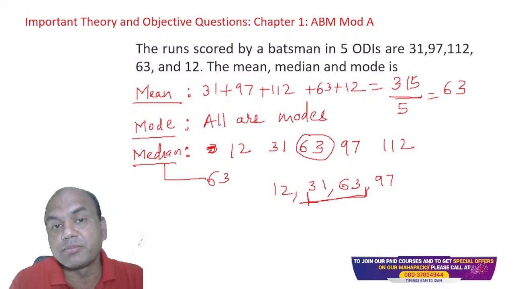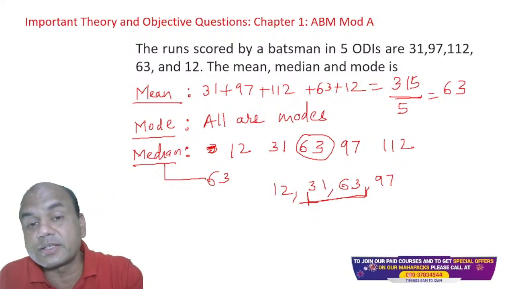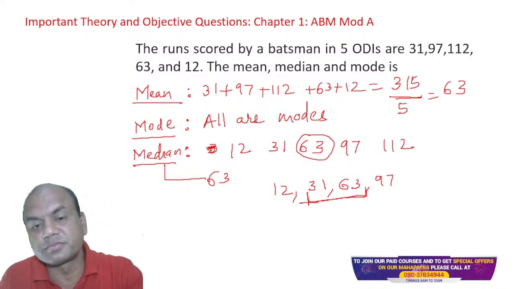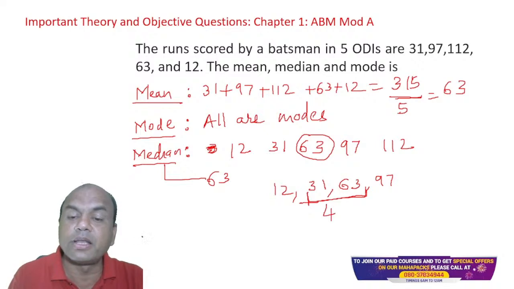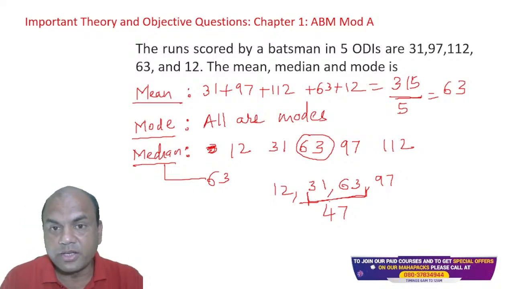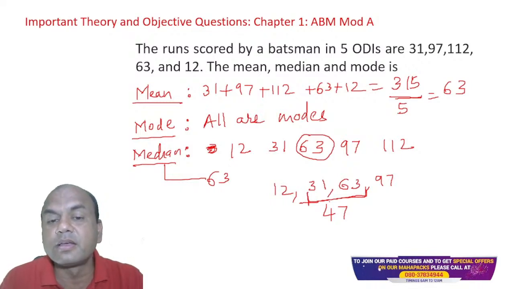Find the average of these, the mean of these. So 31 plus 63 upon 2. Give me the answer, everyone. 31 plus 63 upon 2. So it is 47. Then the median would have been 47 in that case, if there were 4 numbers. Got it? If I have an odd number of values, things are simple. The central number is very easy to find. If it is an even number, then I have to find the average of the central two numbers.